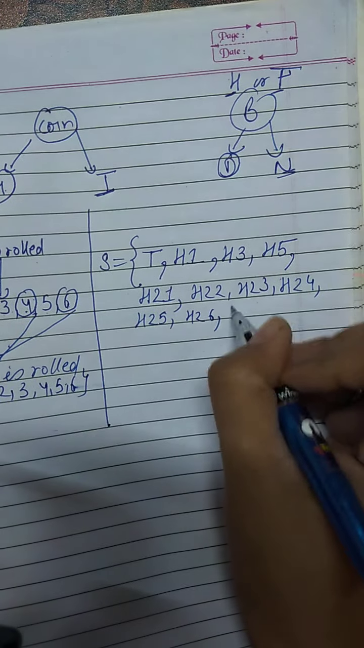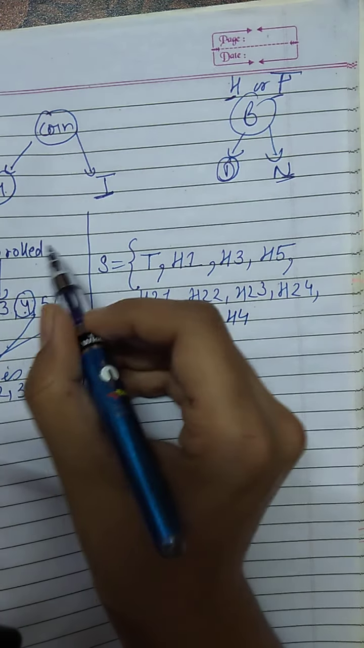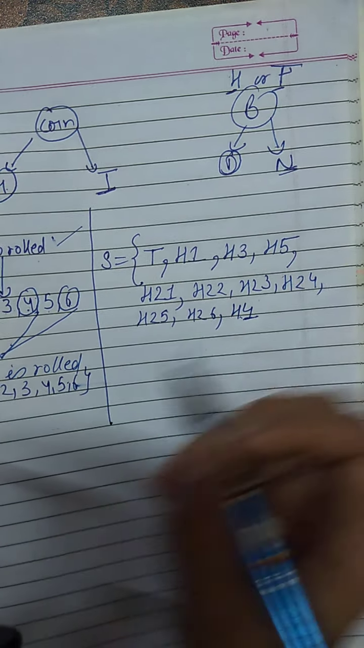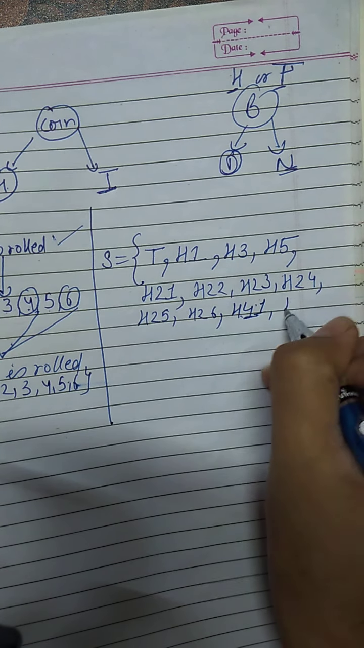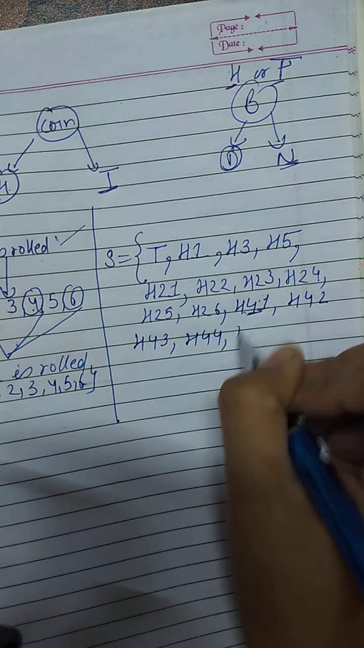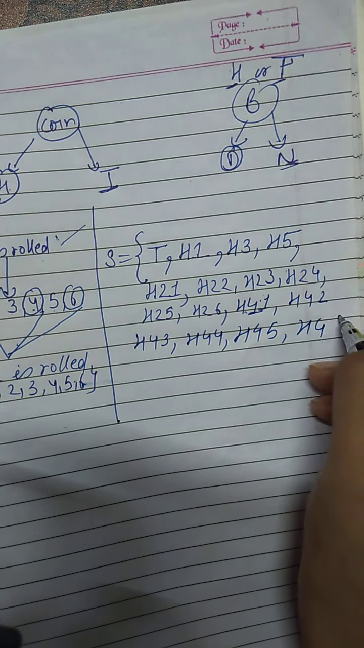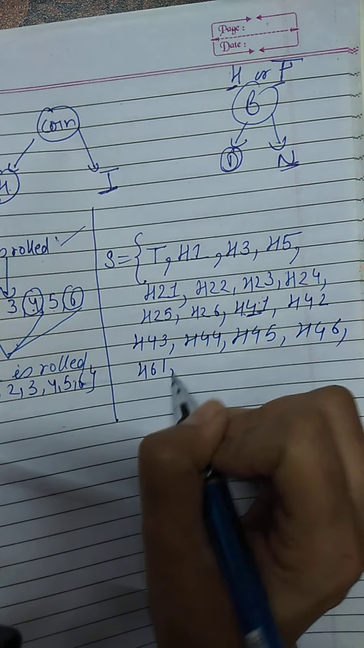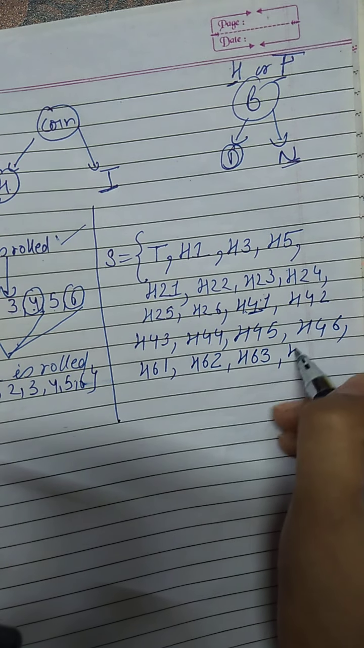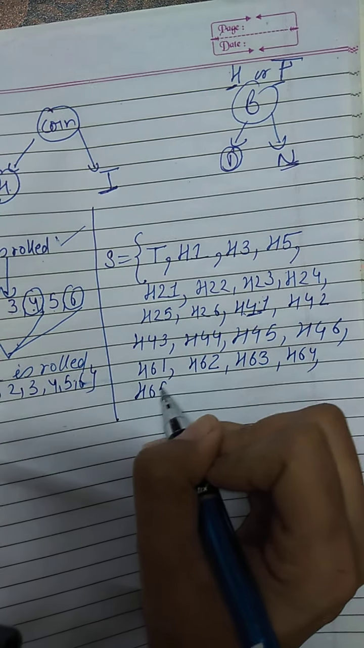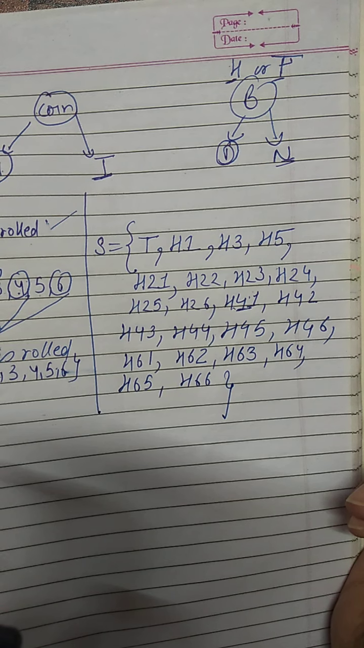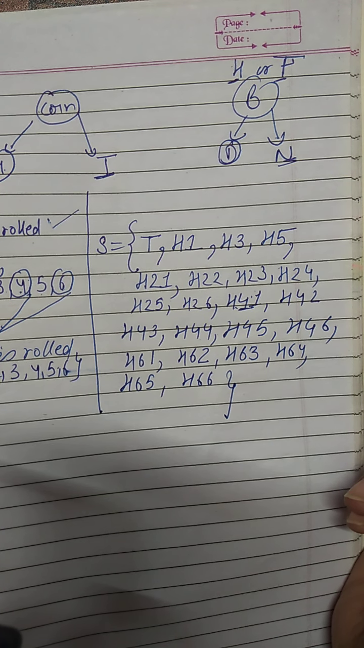And if 4 is coming once again on the second, means when this die is rolled, this dice 4 is coming once again, all these 6 numbers can come with 4. So it will be H41, H42, H43, H44, H45, H46. And when 6 is coming, then also H61, H62, H63, H64, H65, H66. So total these will be the outcomes in the sample space of this experiment.